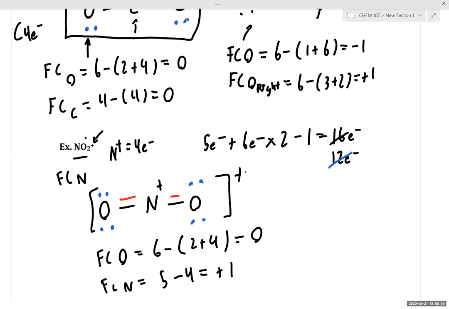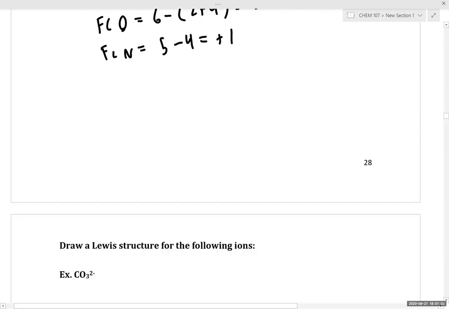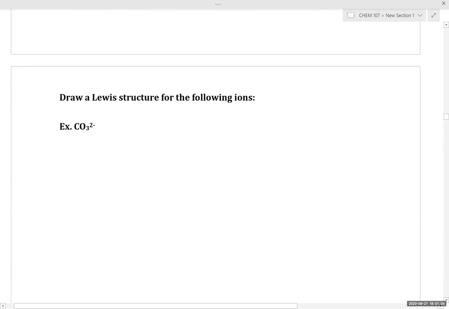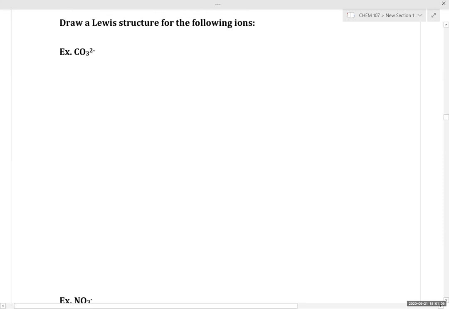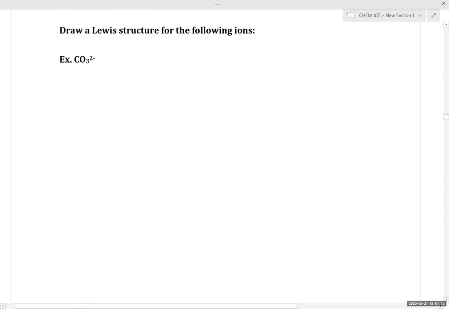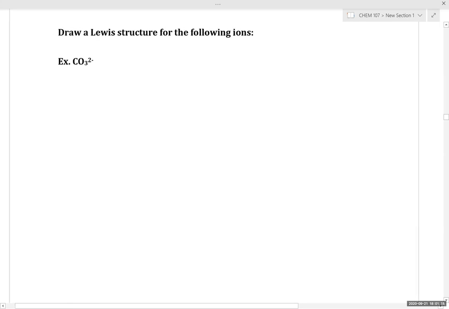Okay, so let's focus on some anions now. So let's try to draw the Lewis structure for the following ion, which is carbonate, CO3 2-. So let's again spend about 4 to 5 minutes on this example, and let's try to draw a valid Lewis structure for carbonate, and let's assign formal charges to each of our atoms in carbonate. And we'll discuss this example in about 4 to 5 minutes.